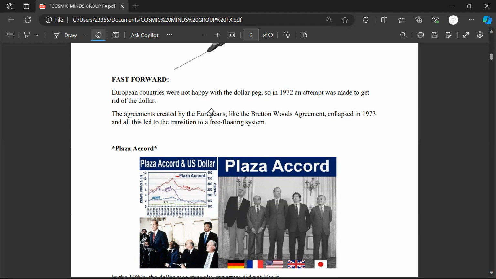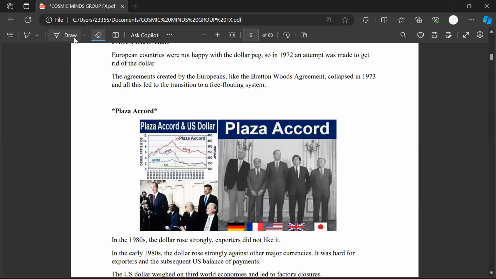The agreement created by the Europeans, like the Bretton Woods Agreement, collapsed in 1973, and this led to the transition to a free floating system, right? Now, these people were actually in charge. They spearheaded these, and then that is called what? The Plaza Accord.